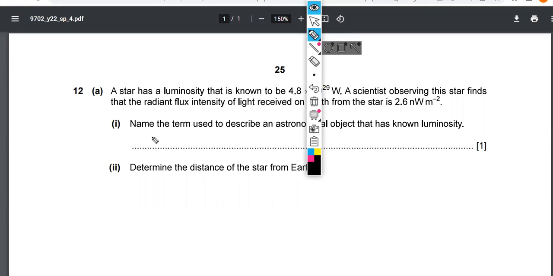So this is actually the title of this in the grade book, the standard candle quiz. So we call that a standard candle. And the calculation here says determine the distance of the star from Earth.